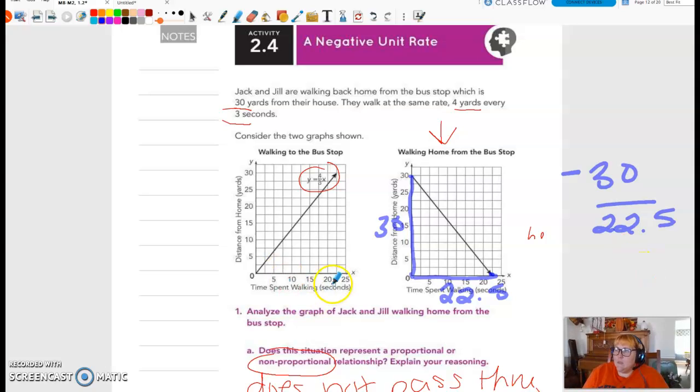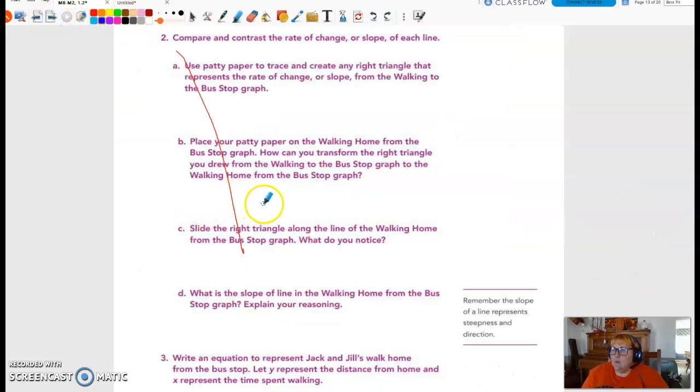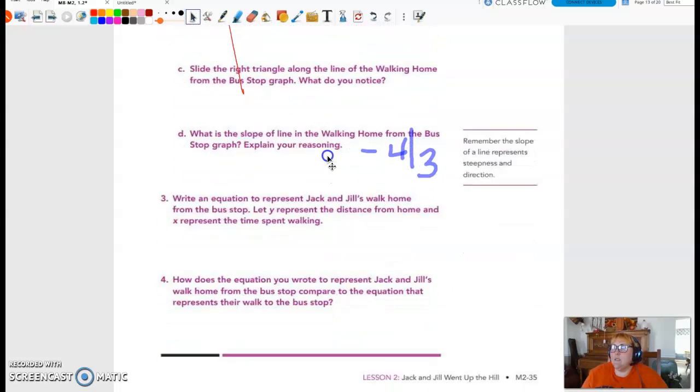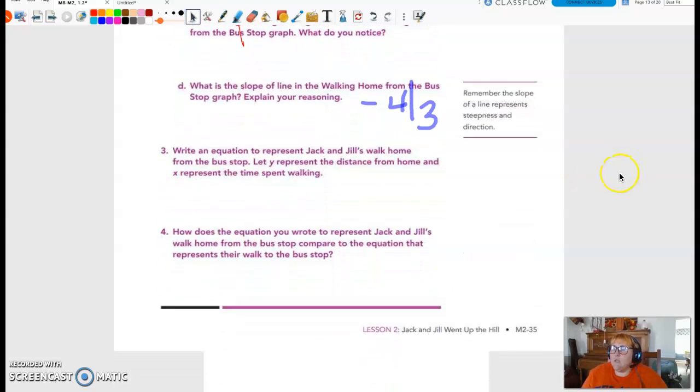So we get the same slope, but this time it's just negative. So we're going to use that on our next page to answer that question. So we said it was negative 4/3. It's negative because you're going back towards the house, so your distance from the bus stop is getting smaller. So write an equation to represent the walk home. So we're going to do the same thing. We're going to have that same ratio.